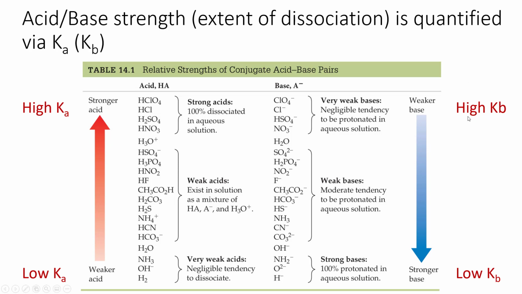Oh, guys, there's a typo here. I'm sorry. So this high Kb here should actually say low Kb, and this low Kb here should say high. Sorry about that typo. Okay, so we can see here that the strongest acids give us our very weakest bases when you're talking about the conjugate acid-base pair.